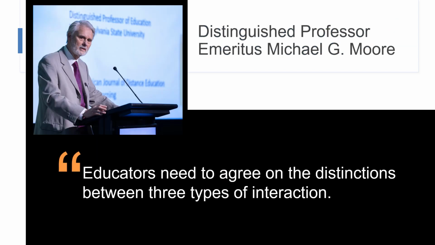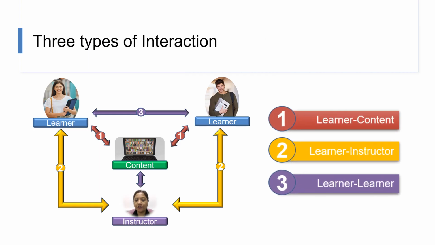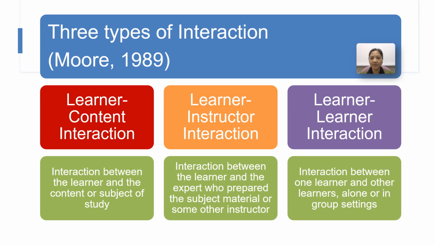Let's focus our attention on distinguished Professor Emeritus Michael G. Moore. He said that educators need to agree on the distinction between three types of interaction. The three types of interaction are learner to content interaction, learner to instructor interaction, and learner to learner interaction. This is an overview of the three types of interaction and their definitions. We will discuss this in detail in the next slides. To illustrate Moore's three types of interaction, let's watch a short video clip.